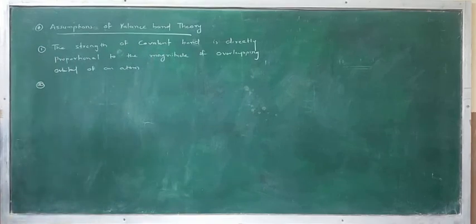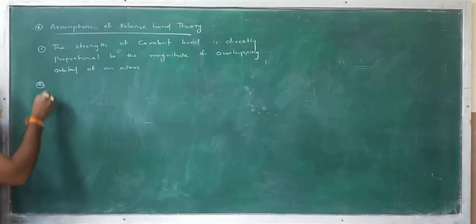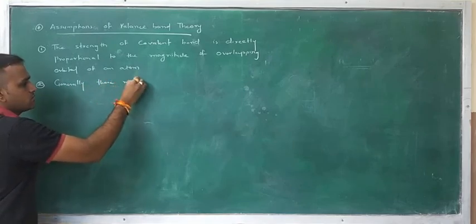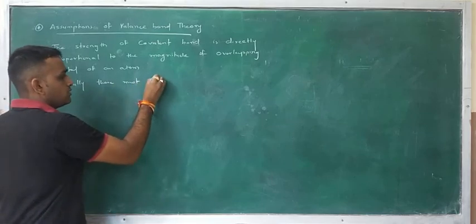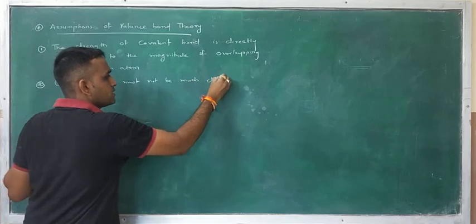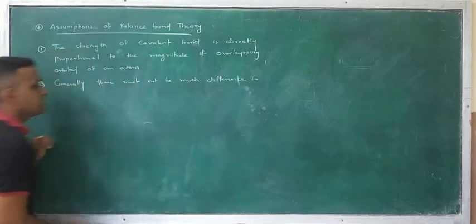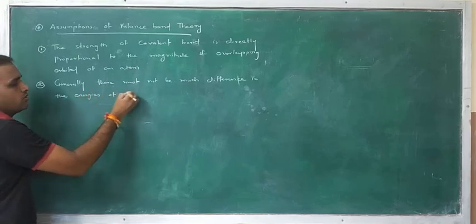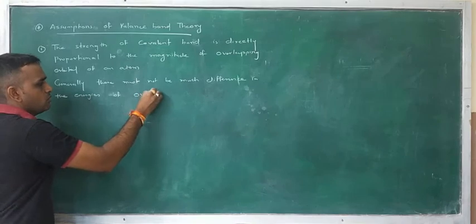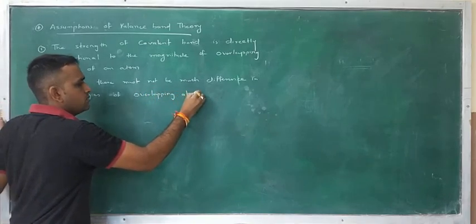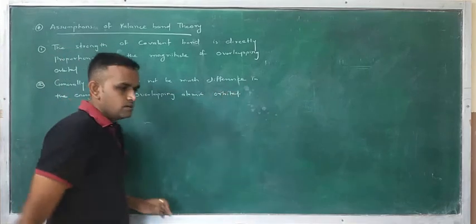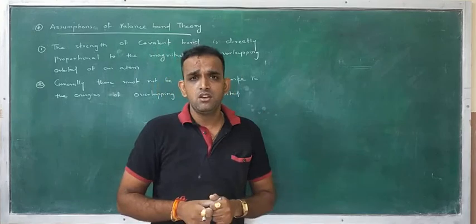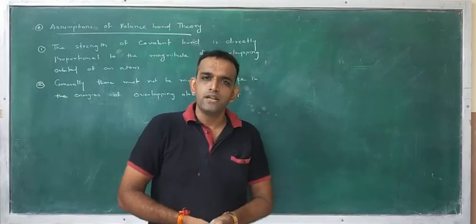So second, we can say generally there must not be much difference in the energy of the overlapping atomic orbitals. It means whenever there is overlapping between the two orbitals, both atomic orbitals will have the same energy, or less difference is there, then only they will overlap and form a covalent bond, right? So this is the second point.